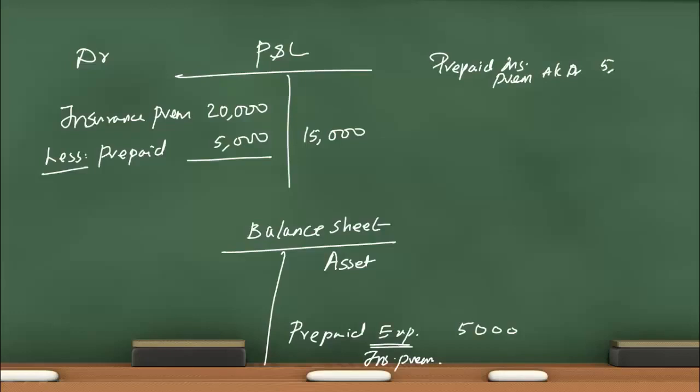How much? 5,000. So by creating a new asset in the name of prepaid insurance premium, we are reducing an expense. Expense will always be debit, but when you reduce an expense, it will be credited. So credit the expense, that is to insurance premium account credit 5,000. So in this way we have debited and created an asset and credited and reduced an expenditure. So this is the adjustment entry for prepaid expenses.